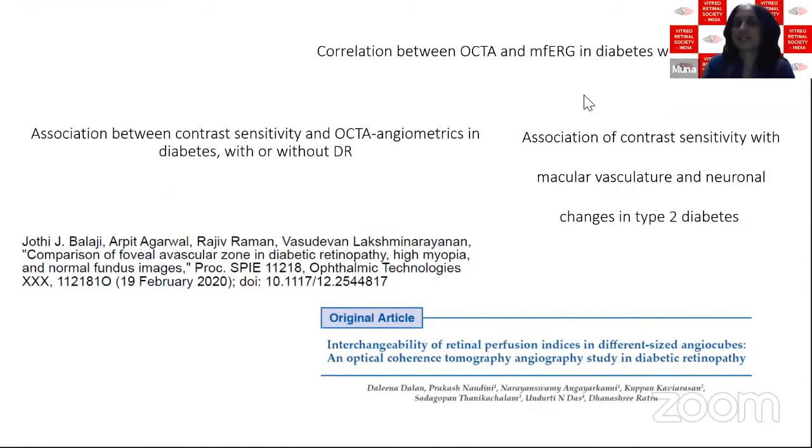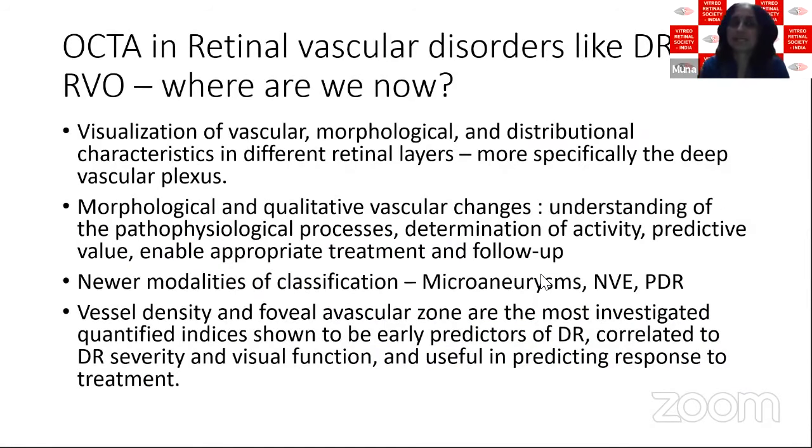These are our studies in Sankara Nethralaya. We have 3 which are in progress. Correlation between OCTA and multifocal ERG in diabetes with or without retinopathy. Association between contrast sensitivity and neuronal changes. We have one where we compared the foveal avascular zone in diabetic retinopathy, myopia, and normal fundus. Finally, one which did tell us that retinal perfusion indices can vary depending on the size of the cube that you use. This is my last slide.